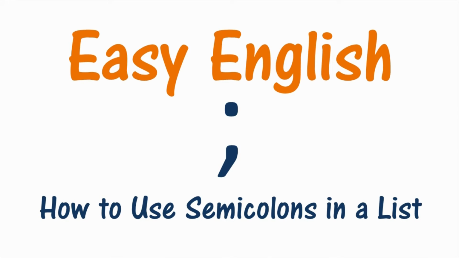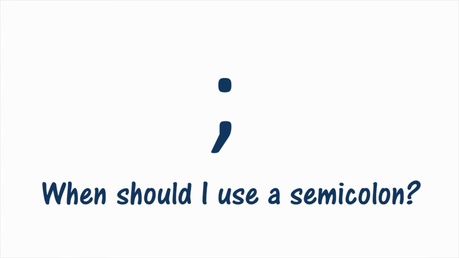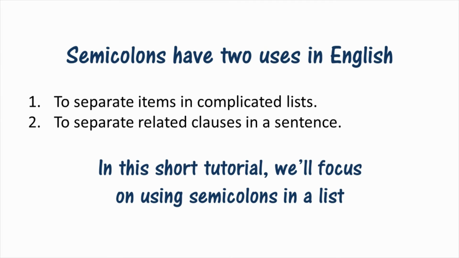In today's tutorial, we're going to learn how to use semicolons in a list. Semicolons are unusual punctuation marks, so we're going to start with the question, when should I use a semicolon? Semicolons have two uses in English: to separate items in complicated lists, and to separate related clauses in a sentence. In this short tutorial, we'll focus on using semicolons in a complicated list.